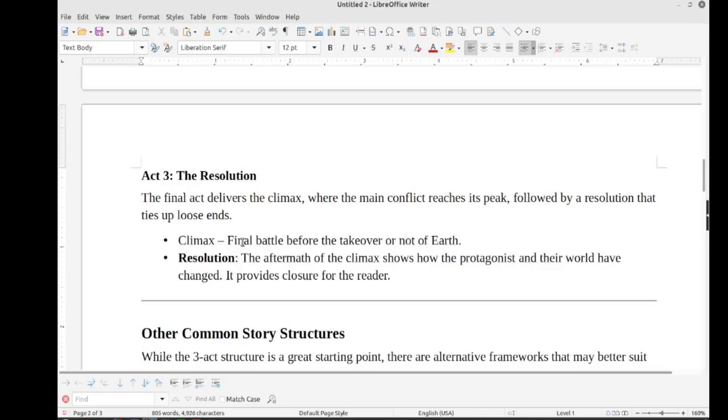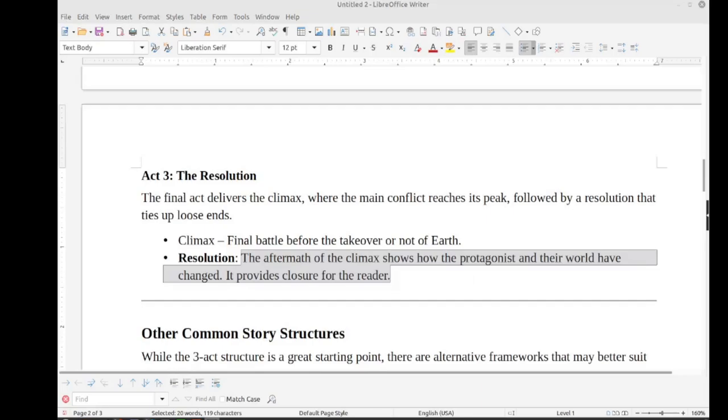So the climax would be the final battle where Marcus either takes over the Earth or the humans win and Marcus is driven back and potentially maybe off of Earth back to Umbra. And then we have a resolution. This resolution would either be Marcus and his family and all the vampires celebrating their win, or it would be the Earthlings celebrating their win over the vampires. So those would be the possible resolutions in that story.